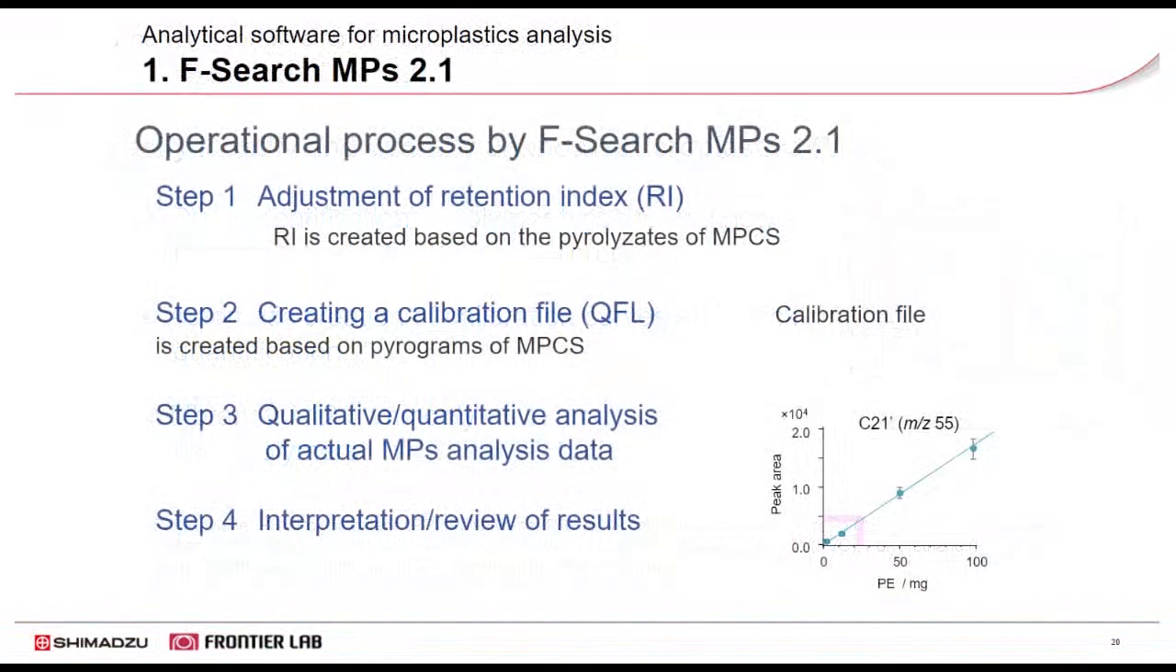There are 4 straightforward steps for the operational process by F-Search MP. Step 1 is to create a plot of the retention index. The retention index is actually created based on the pyrolysates of microplastics calibration standards. Step 2 is creating the calibration file based on the pyrograms of microplastic calibration standards. Step 3 is searching for results of microplastics that are both quantitative and qualitative. And step 4 is reviewing and the confirmation of searching results. So now let's go over each step.